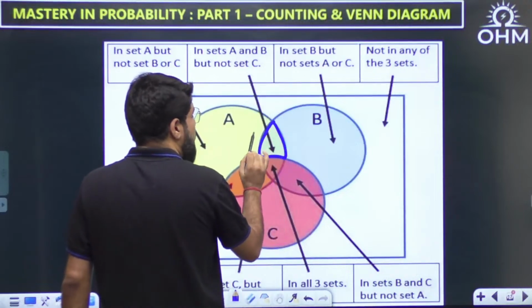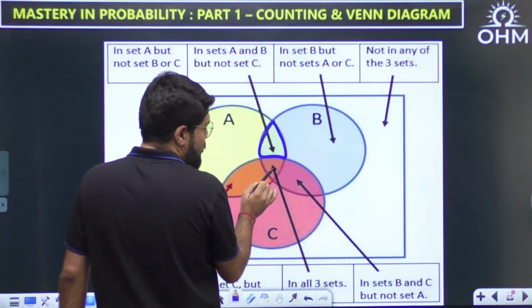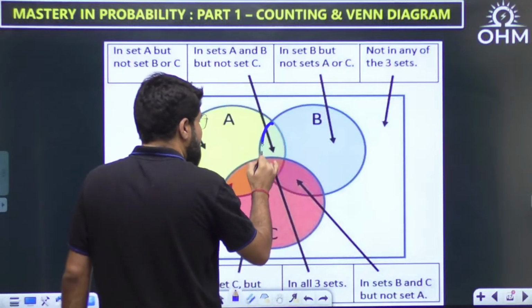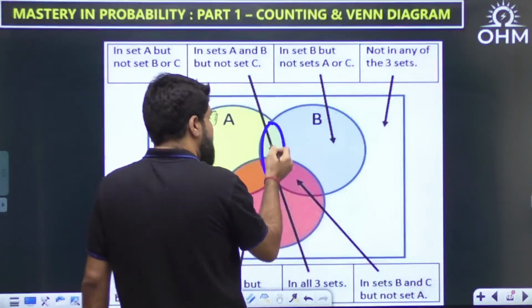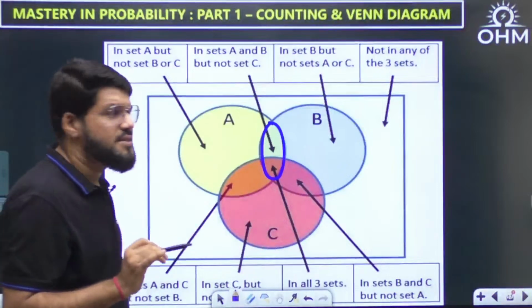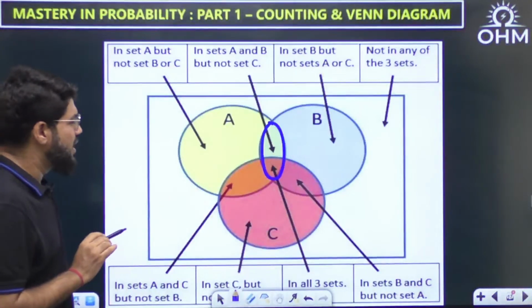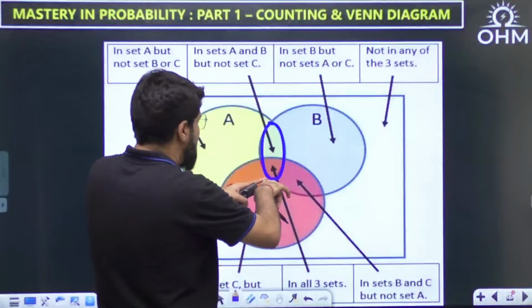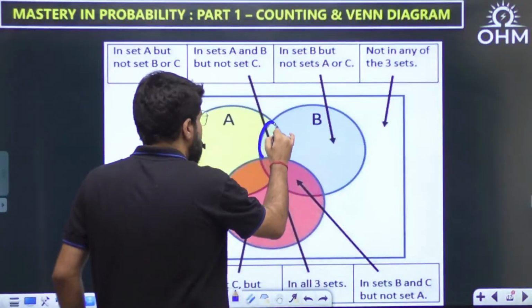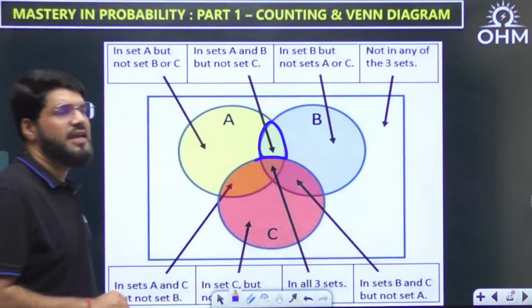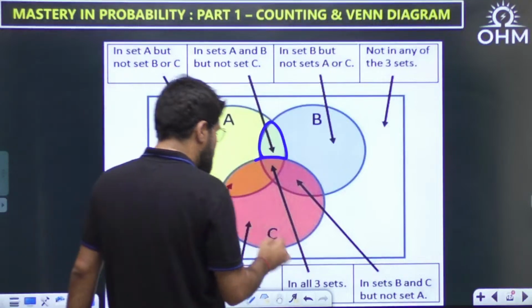So this is the portion common to A and B, but not C. But when I take it like this, it means common to A and B, and C can also come. That is the difference. If I take this much, A and B common, C also coming, but if I take only this much, A and B but not C, that becomes not C.